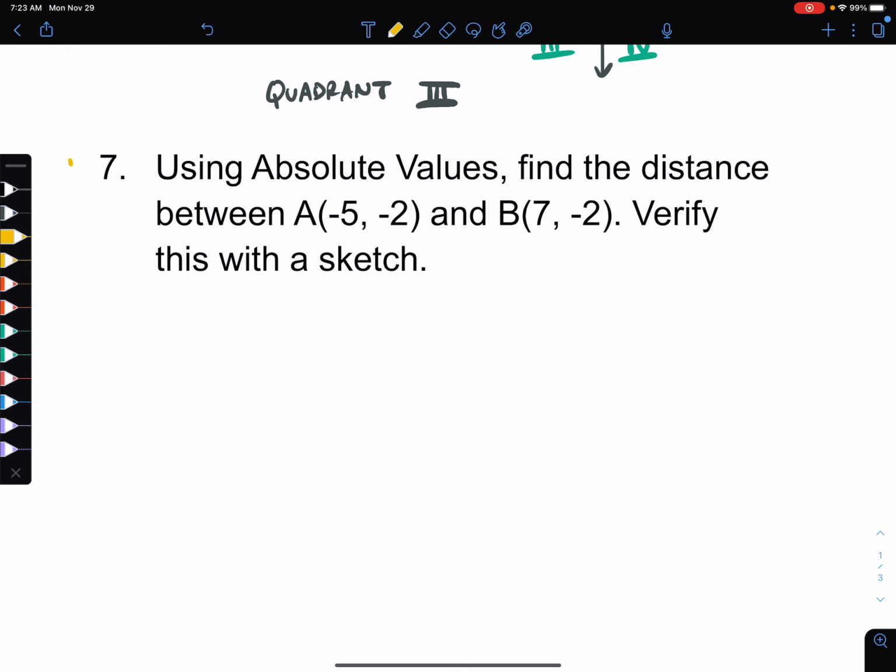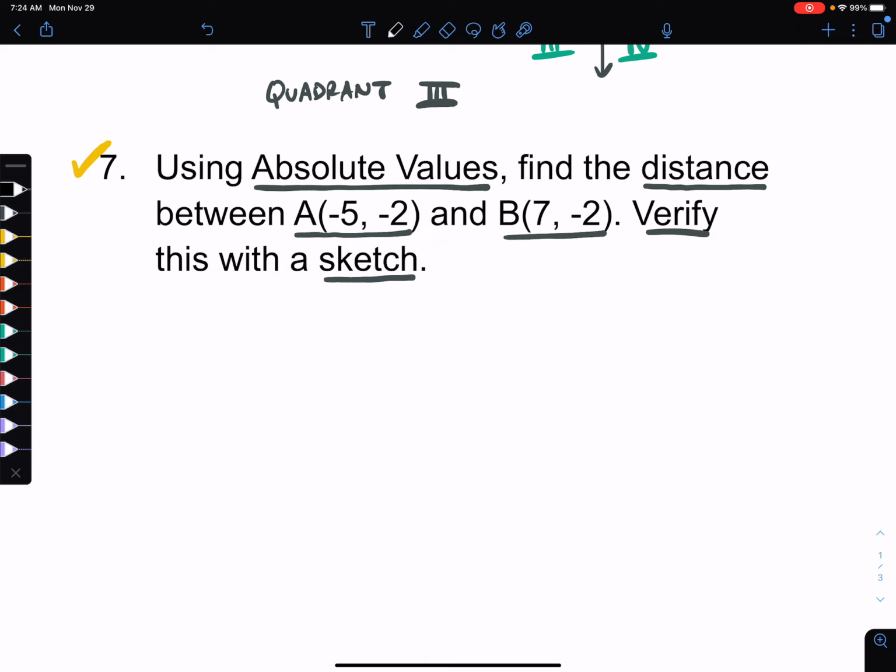Alrighty, here's number 7. Ooh, weird check mark there. Let's try that again. All right. Using absolute values, find the distance, how far apart, we have these 2 points of A, and then we have B, and then we're going to verify this with a sketch, okay? So let's see.